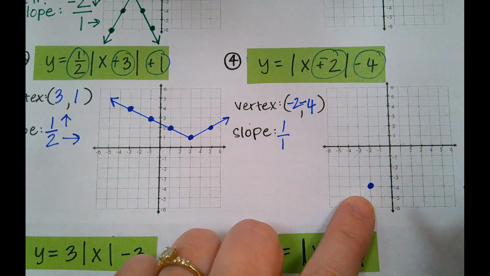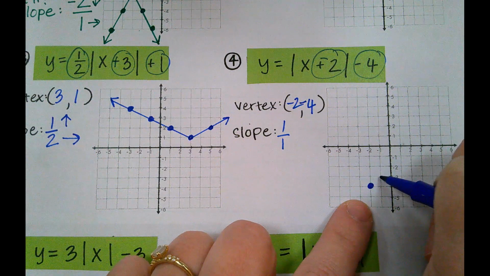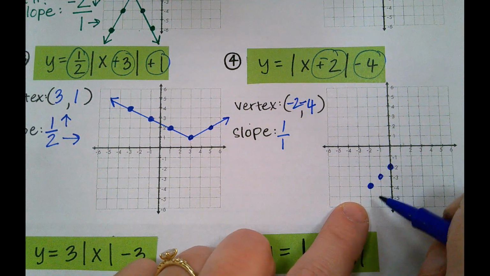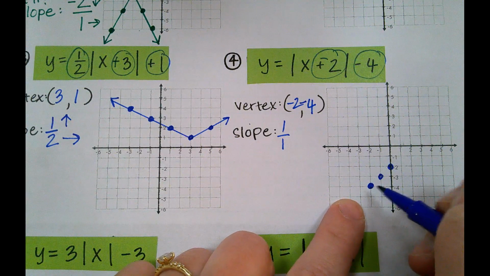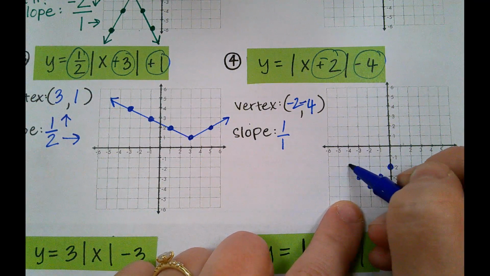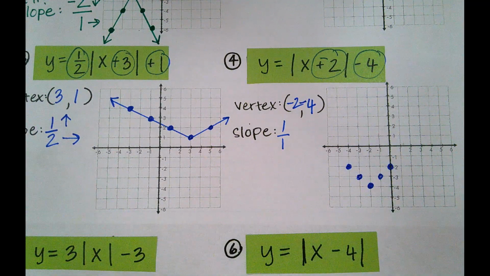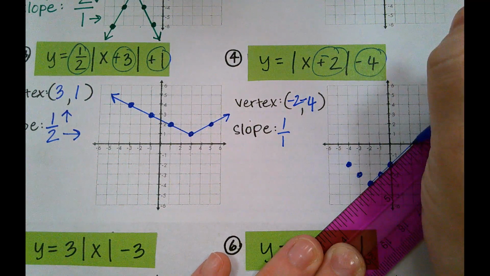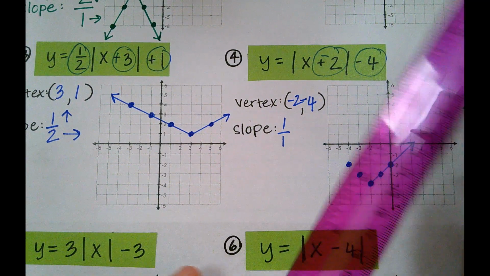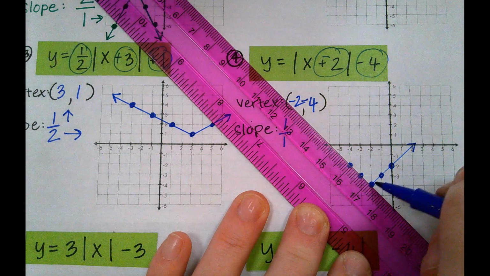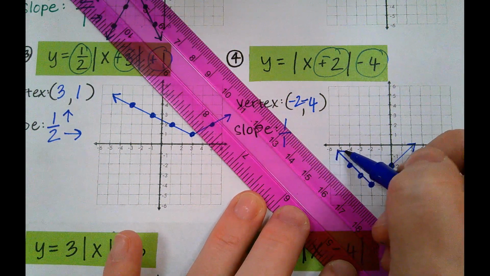So my vertex is all the way down here. And now you just go up 1 over 1. Perfect. Up 1 over 1, up 1 over 1. I've got 3 points. I'll go back down to vertex. Other way, up 1 over 1, up 1 over 1. Nice. Connect the dots, and there you have it. Good job. How you doing that one? Way better. Good, good.